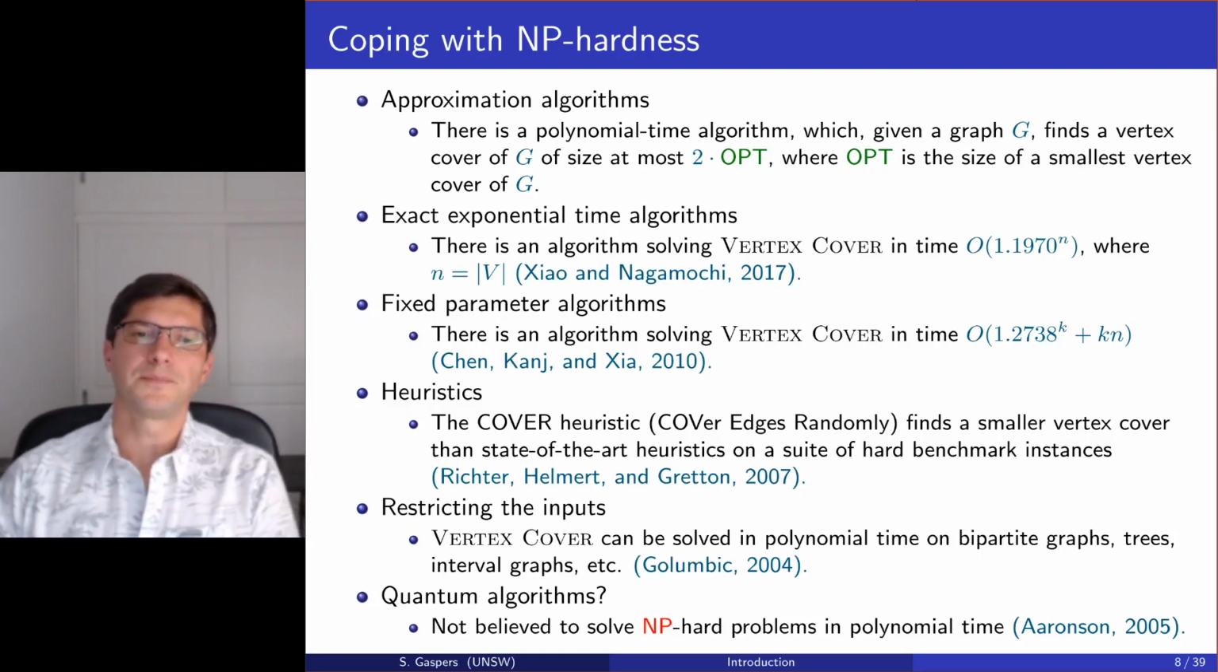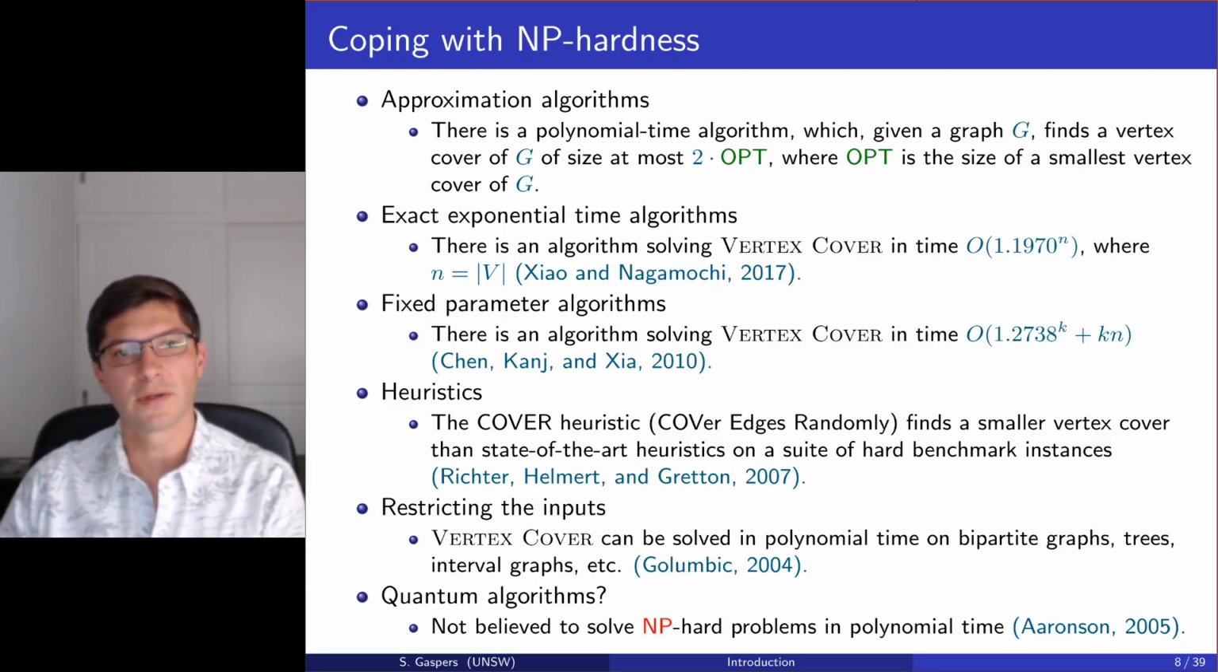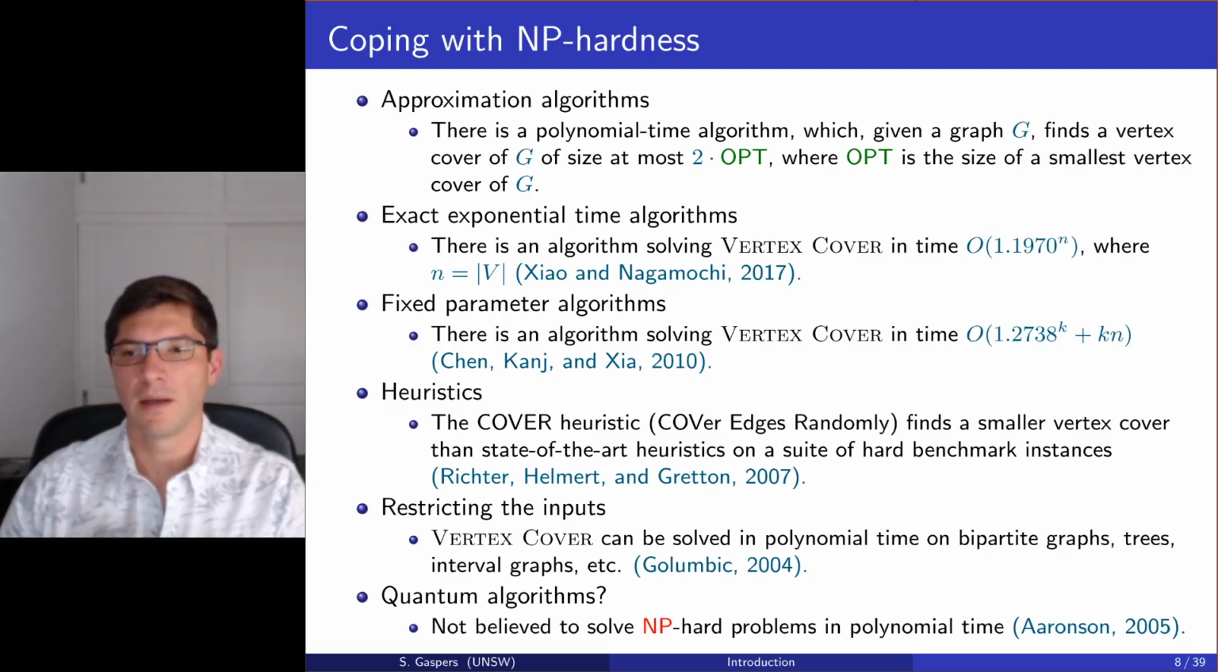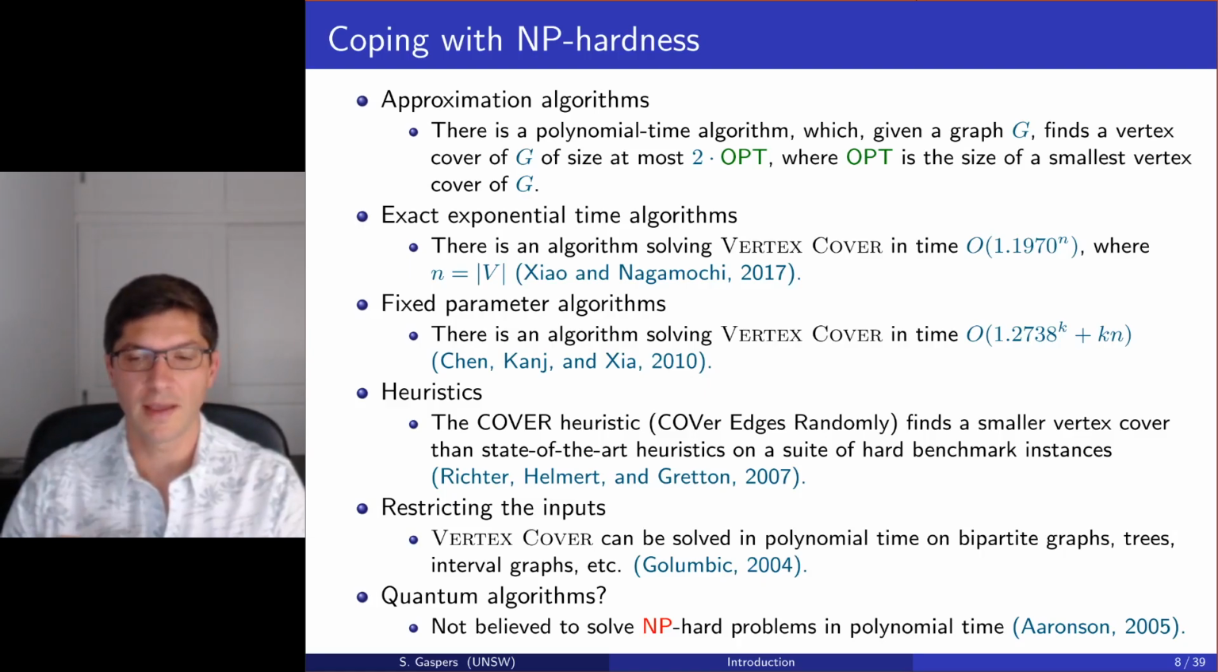The other thing we can do is, maybe our application has only very specific instances. Let's say the power grid might be a bipartite graph, so we might not have any odd cycles in our graph. And if we have restrictions on the input, like the graph might be a tree or an interval graph or one of these other special graph classes, then sometimes we can exploit the properties that these graph classes have and actually design polynomial time algorithms.